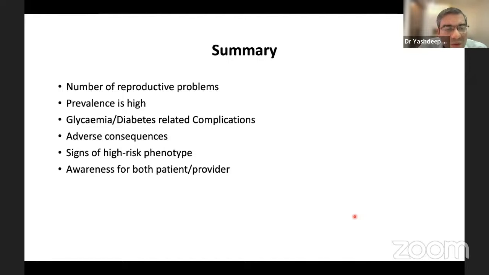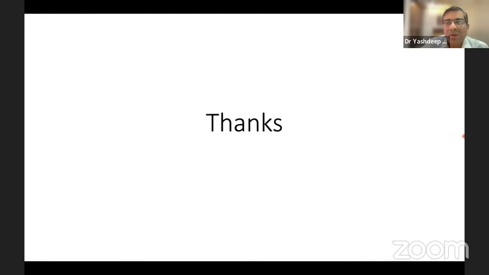So once we see these red flag signs, we need to be very vigilant in the follow-up of patients so that they have the best glycemic control. And awareness of certain issues is required from both the patients and the provider. So thank you so much for your kind attention and patience in hearing this presentation.